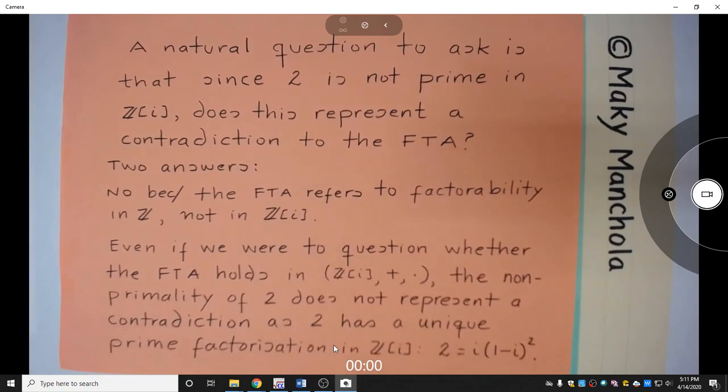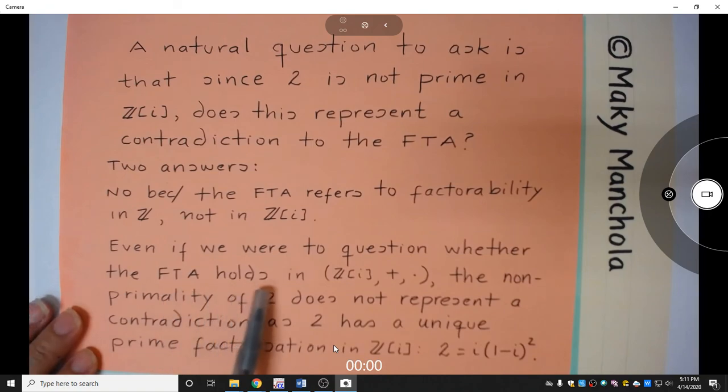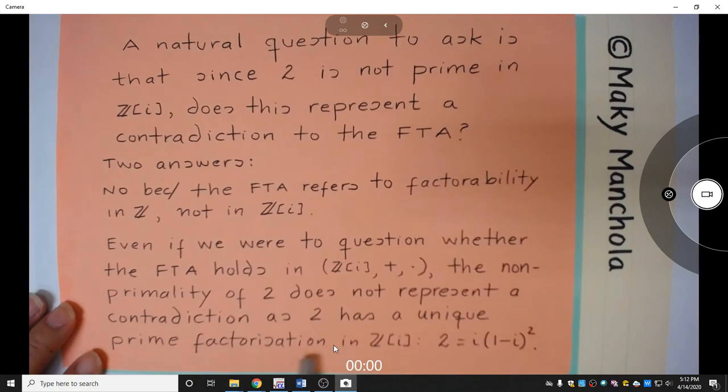Now, even if we were to question whether the fundamental theorem of arithmetic holds in the structure of Gaussian integers, the non-primality of 2 does not represent a contradiction, as 2, in fact, has a unique prime factorization in the set of Gaussian integers. Namely, 2 is i multiplied by (1 minus i) squared, the prime here being 1 minus i.